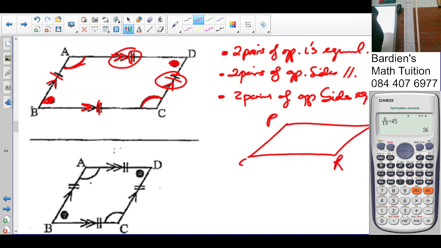PQRS. List 3 properties of a parallelogram. Then you must say 2 pairs of opposite angles are equal. 2 pairs of opposite sides equal. 2 pairs of opposite sides parallel. So that's what you write for 3 marks.